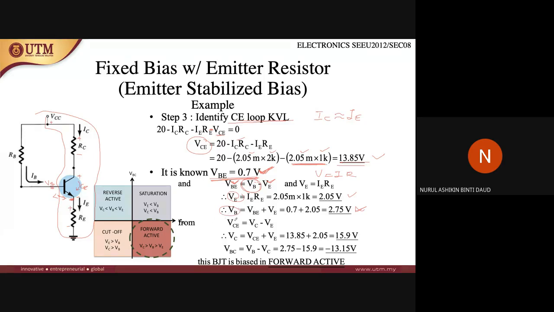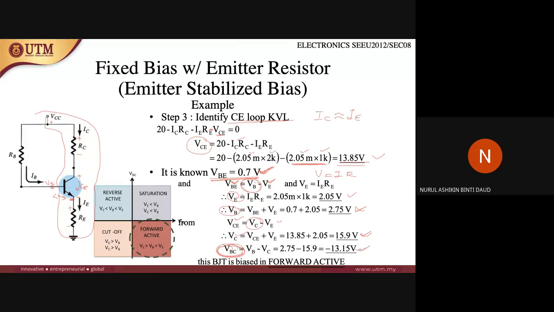Next, we need to find VC. We know the value of VCE just now, 13.85, and we know the value of VE, so we can find VC by knowing these two values. We arrange the equation from just now, and you will get the value of VC is 15.9 volts. Once you know the value of VB and VC, we can find the value of VBC. So it is minus 13.15 volts.